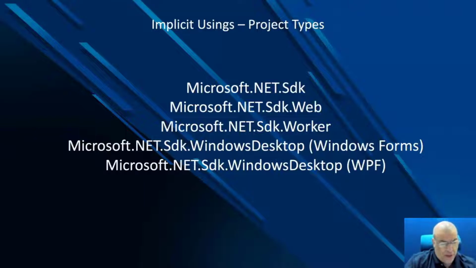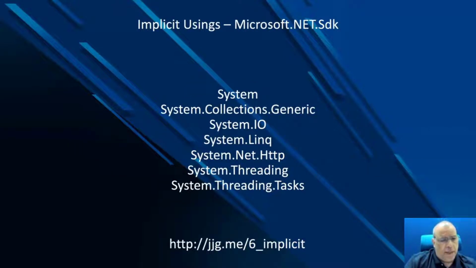So you're probably wondering, well, what is involved in that? What using statements are there? So let's take a look at that. For the .NET SDK, these are the using statements that are in there: system, system.collections.generic, IO, link, net, HTTP, threading, and threading tasks.